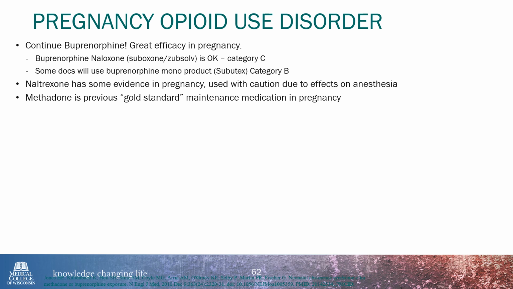Naltrexone has also been shown to be safe in pregnancy. If you prescribe it, most docs will prescribe the oral version of naltrexone instead of IM naltrexone, because if there's a complication with pregnancy and she needs anesthesia or a C-section, then the surgery can be quite difficult to accomplish if you have a complete opioid antagonist on board.